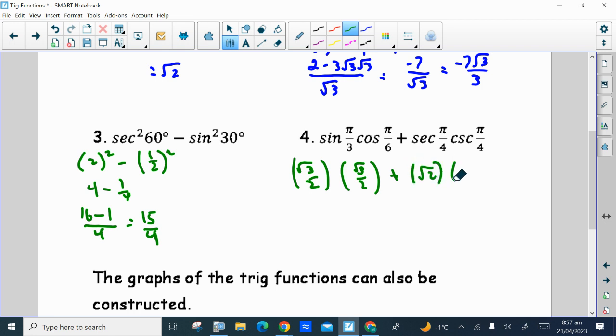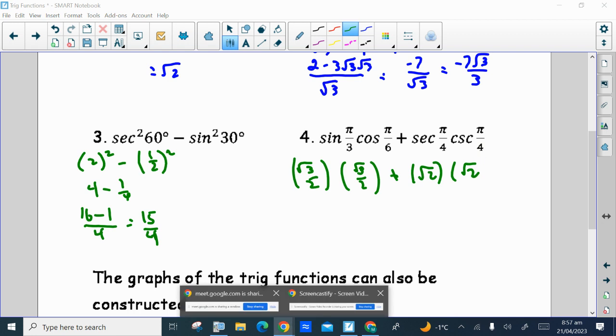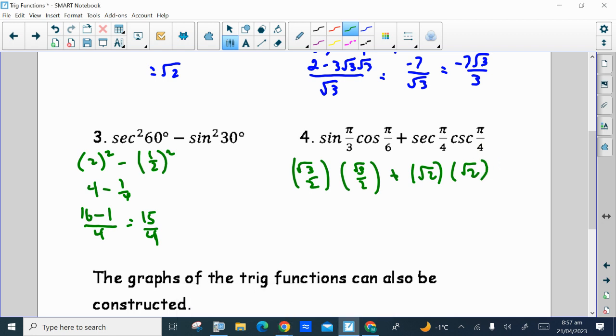Same thing with the cosecant of pi on 4. That's the reciprocal of sine, but the sine was also 1 over root 2. So the reciprocal is root 2 over 1. So when we multiply these out, you're going to get 3 over 4 plus 2. A common denominator of 4 will give us 3 plus 8 all over 4, or 11 over 4.